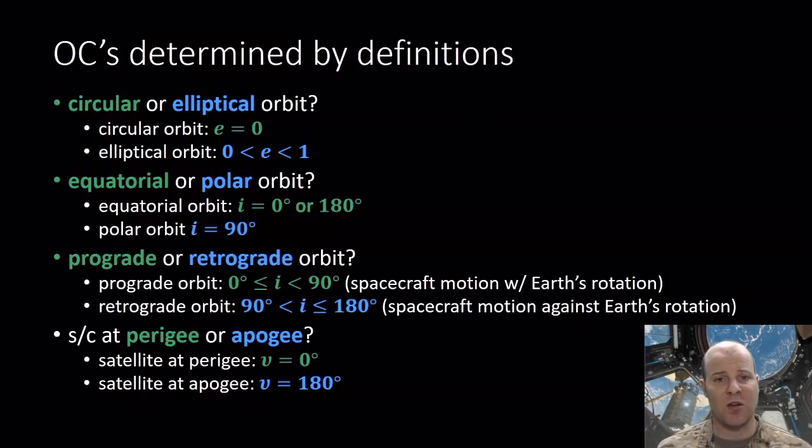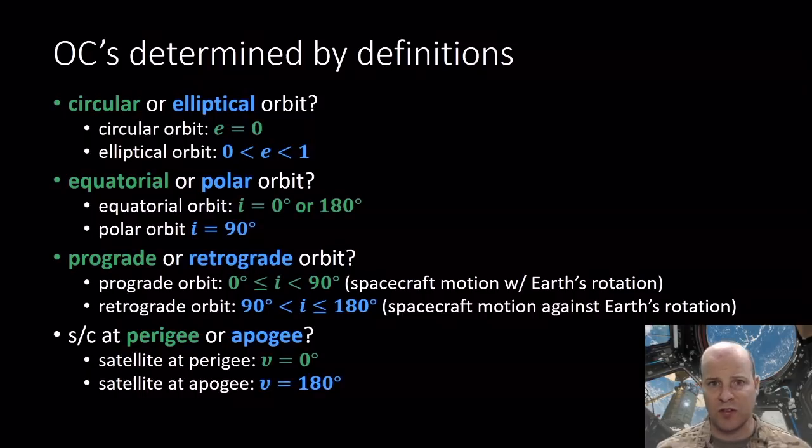The first is, is the orbit circular or elliptical? Circular orbits, by definition, have an eccentricity value of 0. Elliptical orbits have values between 0 and 1. Equatorial or polar orbits? Equatorial orbits have an inclination of 0 or 180 degrees, meaning the entirety of the orbit is spent in that equatorial plane, hence the definition equatorial. A polar orbit orbits over the poles and is going to have an inclination of 90 degrees by definition.